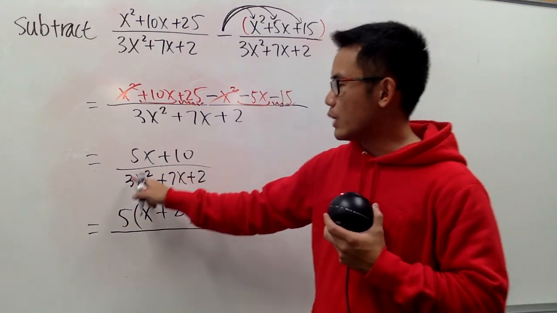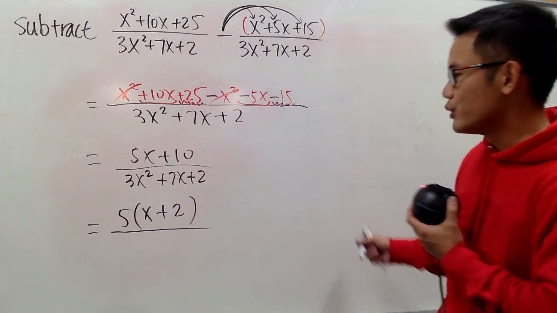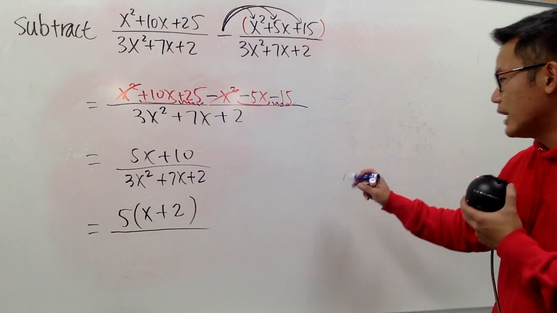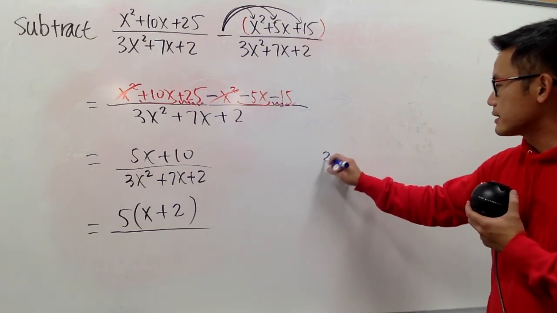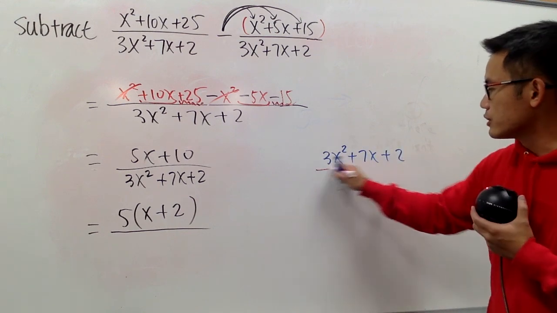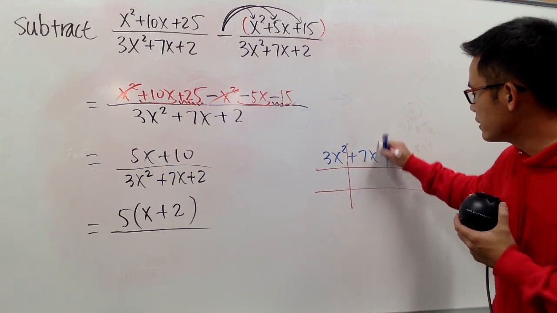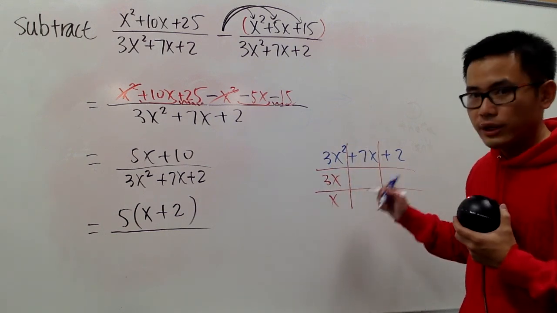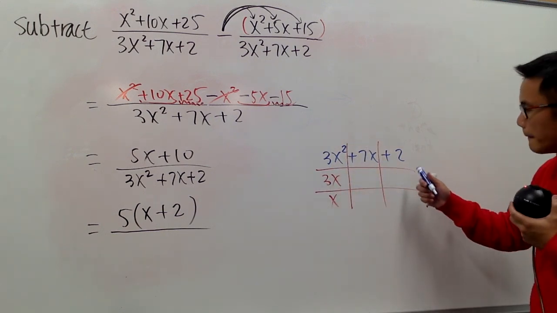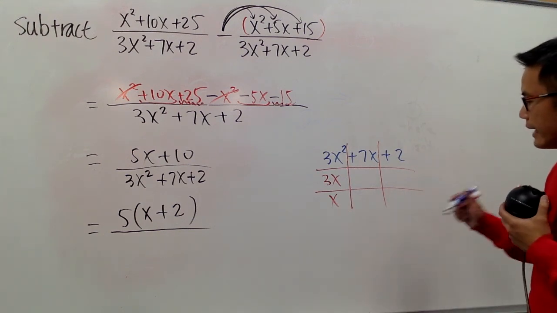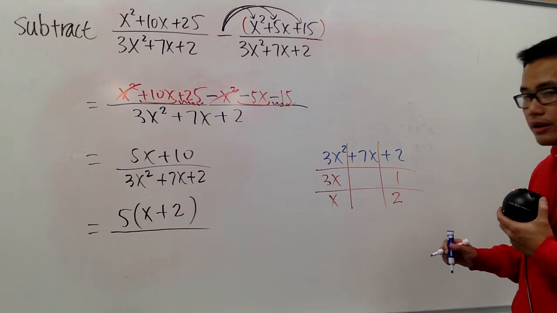Over, how can we factor this out? Well, let me just show you guys the tic-tac-toe method on the side real quick, all right? So, as we have over there, 3x squared plus 7x plus 2. And then I'll just do it with the tic-tac-toe method to figure this out. I need to have 3x times x, that will give us 3x squared. And then to get positive 2, I know 2 times 1 is positive 2, right? And I'm going to put down a 2 right here and 1 right here.